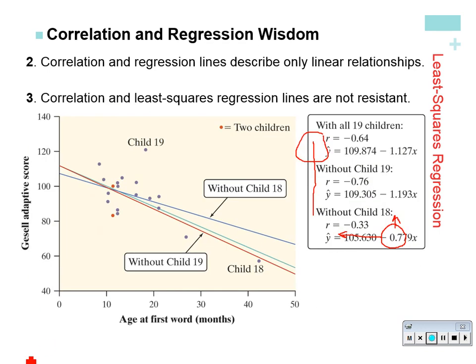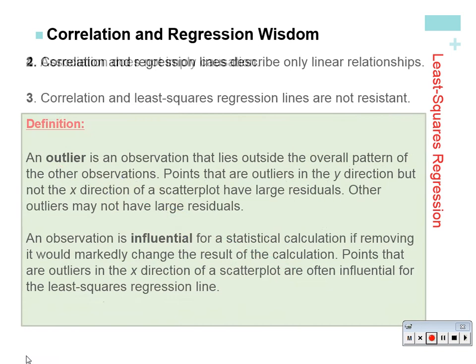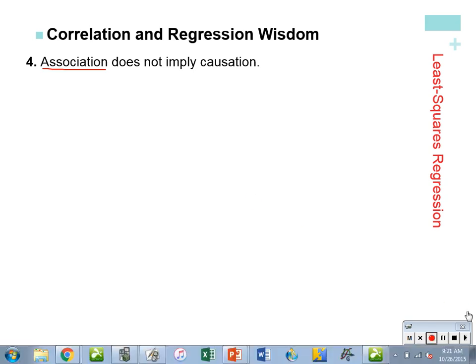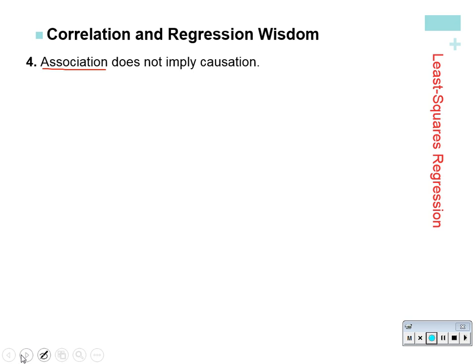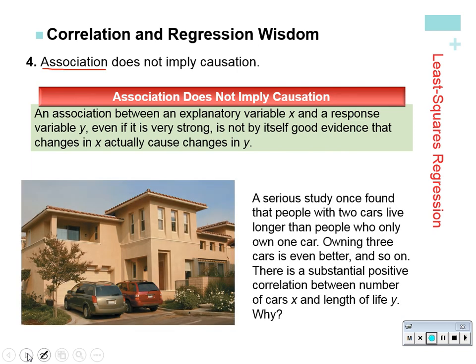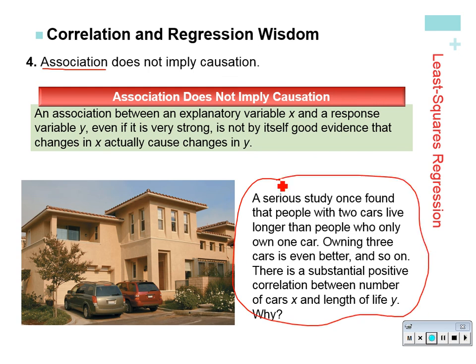So in terms of some other things here, correlation does not imply cause. Just remember that when you have association, if 2 variables seem to be associated, it doesn't mean that one variable has to have some kind of influence on another. What we would prefer to say is we have data that seems to suggest that notion. The example I gave you here is a kind of silly one. It says a serious study once found that people with 2 cars live longer than people who only own 1 car. Owning 3 cars is even better, and so on.